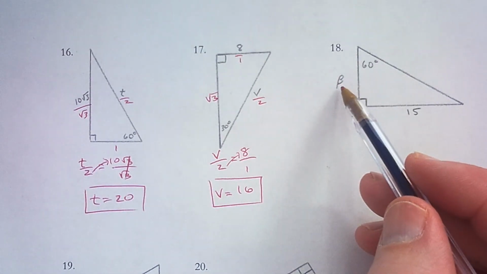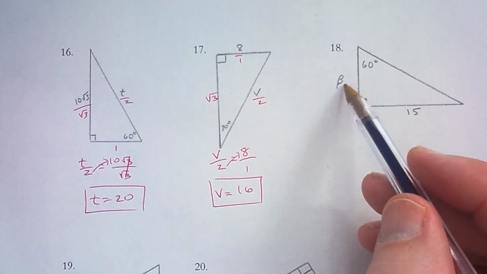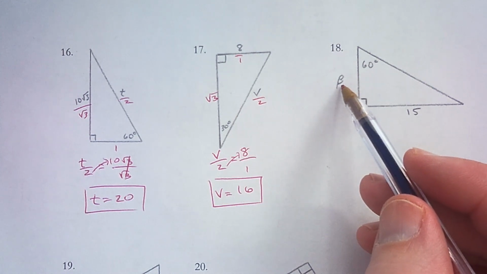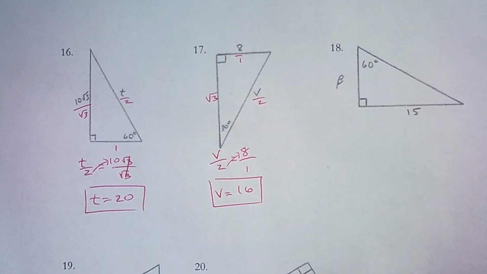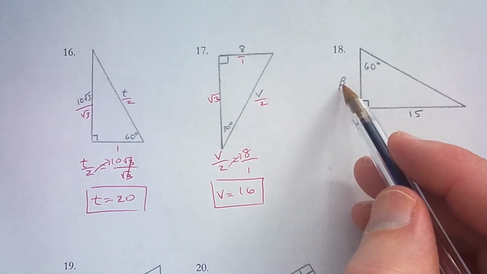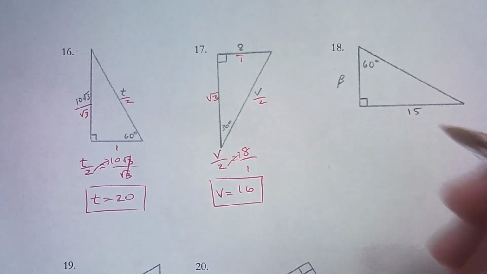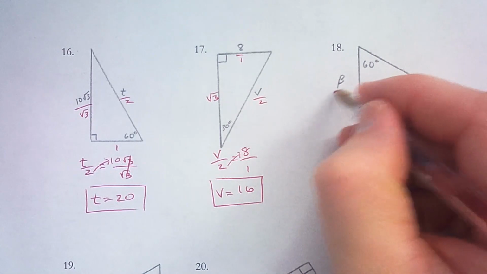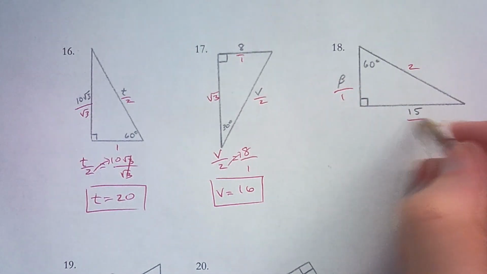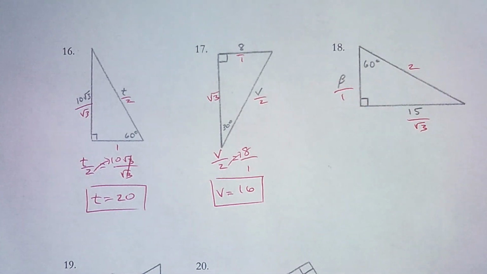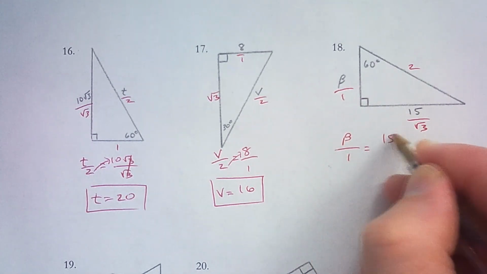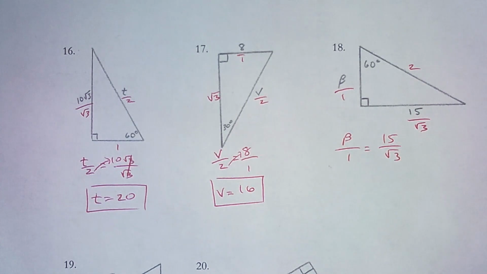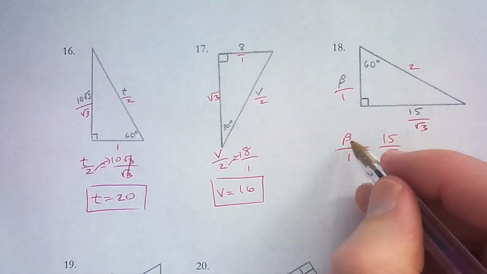Okay, here's a beta. It's a Greek letter. It's something that you'll see maybe in some future math classes. Here's your first introduction to seeing it in a math class. It doesn't mean anything special. It is a variable. Okay, so I've got short leg is to 1, hypotenuse is to 2, long leg is to the square root of 3. So I have beta is to 1, as 15 is to the square root of 3.